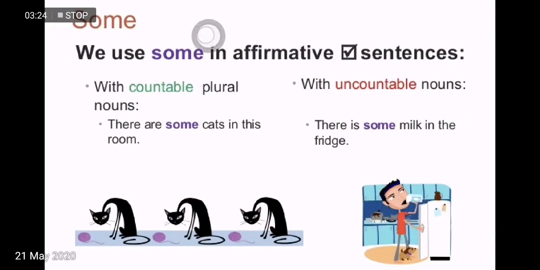And we have a word some. We use some in affirmative sentences. Affirmative is marked by this tick, and wherever you see henceforth affirmative sentences, it will be marked by a tick. So some is used with countable plural nouns. For example, there are some cats in this room. With uncountable nouns, there is some milk in the fridge.